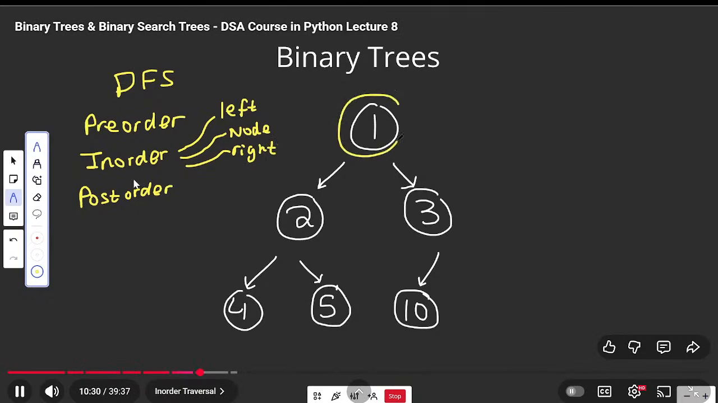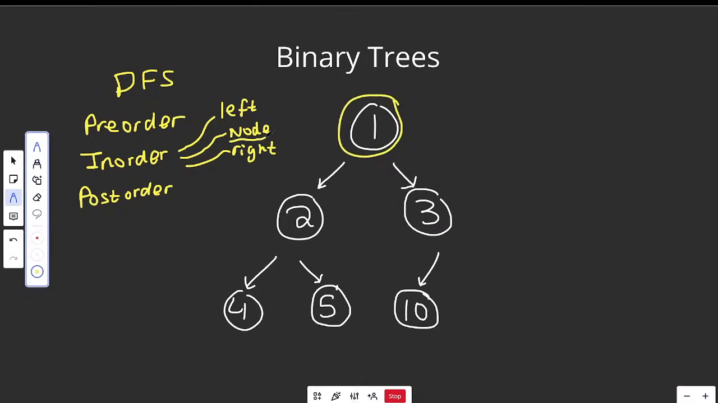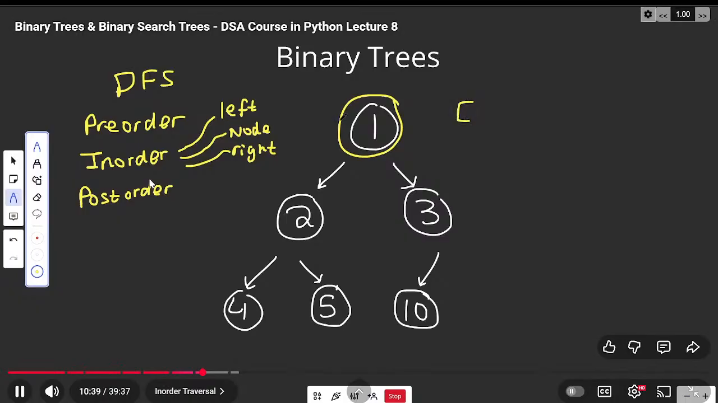Well, we'd still start at the root. We still have to start at it. But by node here, we mean process the node. So even though we're kind of visiting it here, we're not processing it yet. We're not printing it just yet. So the first thing we have to do is go left. Okay, we go left, which is here.